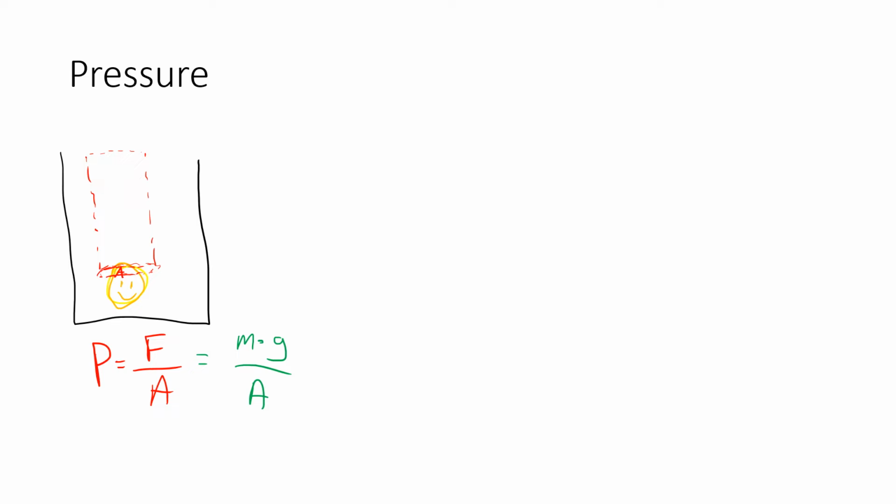Well, you say we could calculate the mass. Well, how would we calculate the mass? Because we know that density is equal to mass divided by volume. So we know that mass is going to equal volume times density. And that's what we're going to stick into there. All right, so this brings us another step closer. So we've got volume times density times gravity over area.